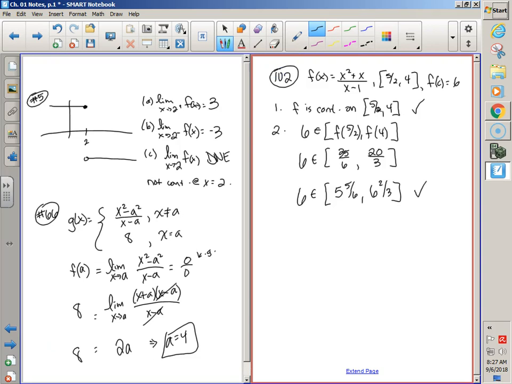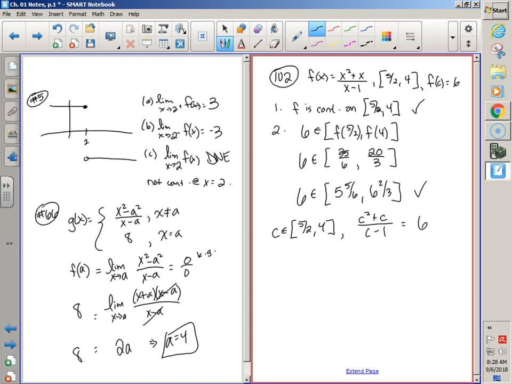So the 2 conditions of IVT are met. A function is continuous on the closed interval a to b, and the k is in between f of a and f of b. And if those two conditions are met, then there must be some value c, a to b, such that f of c, which would be c squared plus c all over c minus 1, must equal k. So how do we find this guy in between there where f of c, the function with c instead, is equal to k?